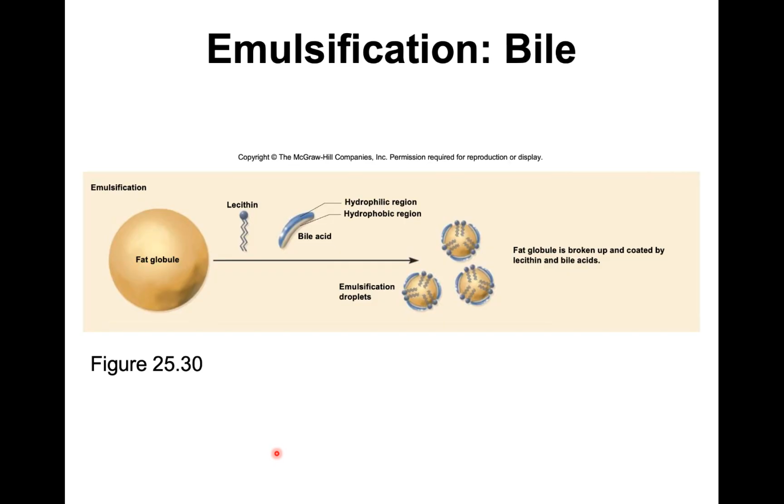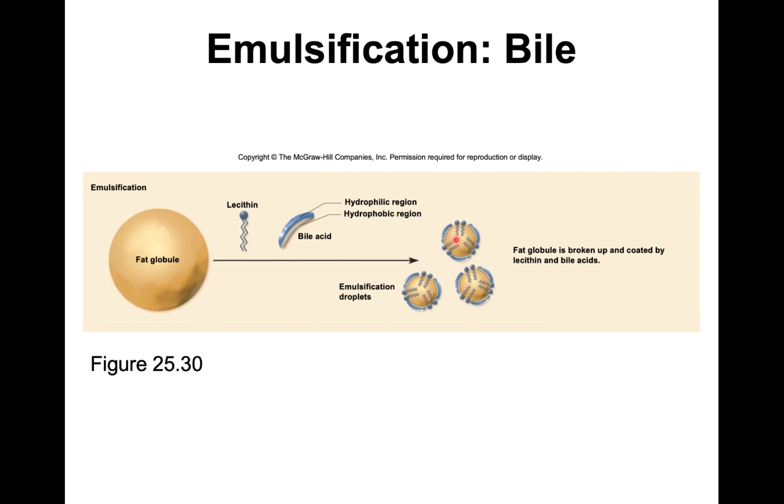So using illustrations, here's your large fat globule that gets into the duodenum. The bile acid, I told you, has a hydrophilic region and a hydrophobic region. These bile acids, by the way, also called bile salts, are able to take this fat globule and break it down, aka emulsify it, into smaller little droplets. So instead of having just one surface area, you now have a lot more surface area in those tiny droplets.